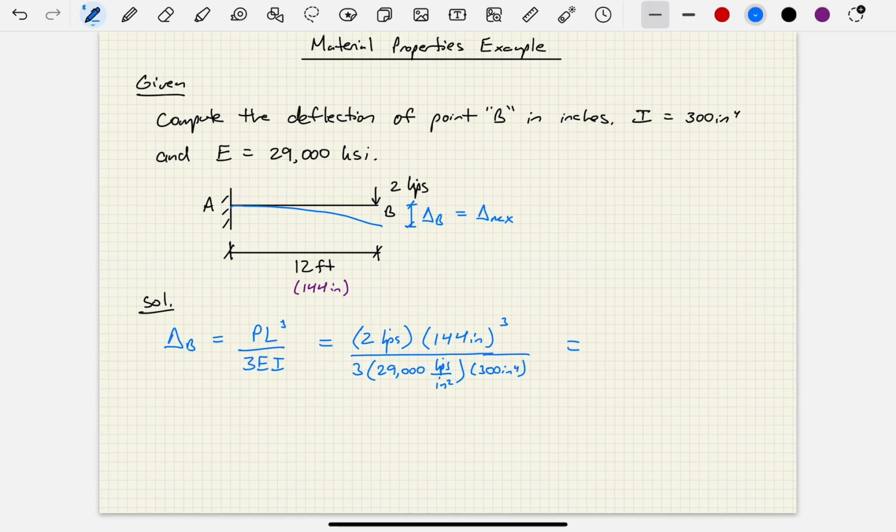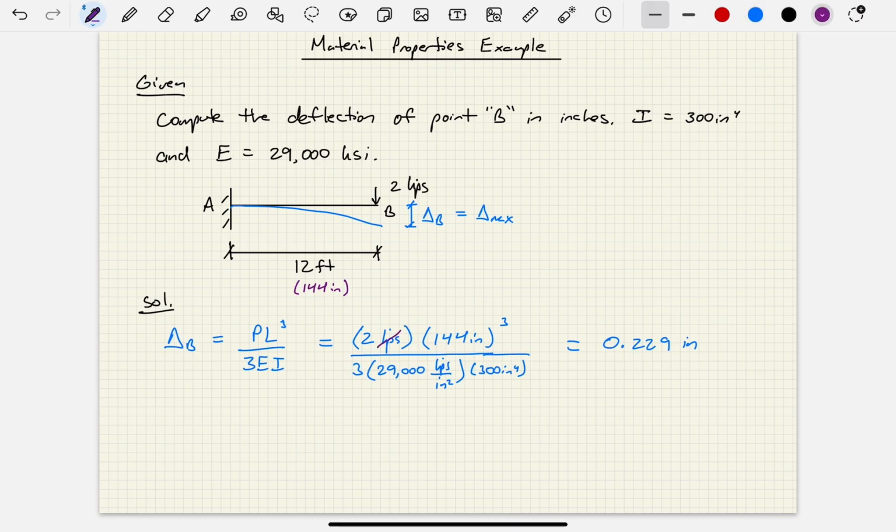And so let's punch this in our calculators. We're going to be very careful here. We make sure we cube that 144. We multiply it by 2. We divide by 3. We divide by 29,000. And then we divide by 300, okay? One more time, just double check ourselves. 144 cubed times 2 kips divided by the coefficient 3 divided by 29,000 KSI divided by 300, and we get a number of 0.229 inches.